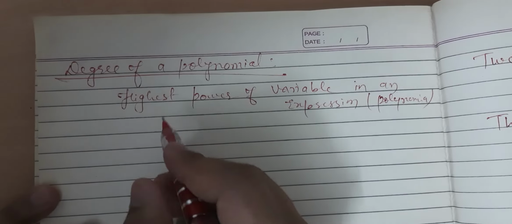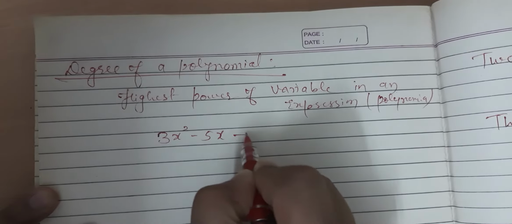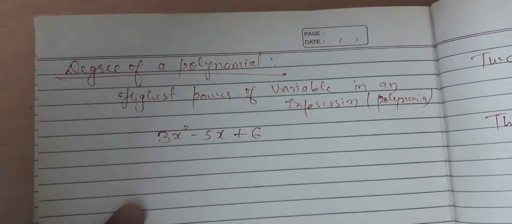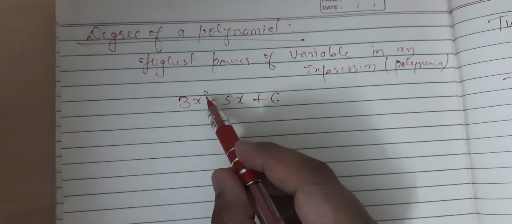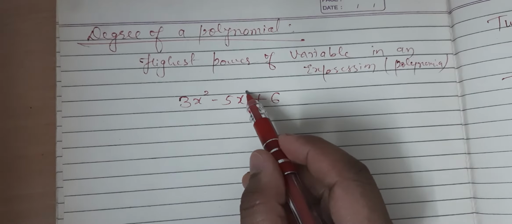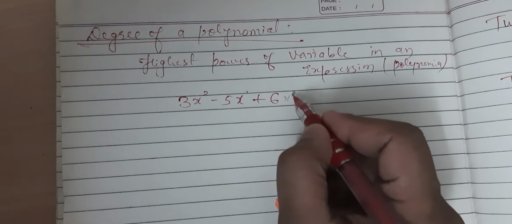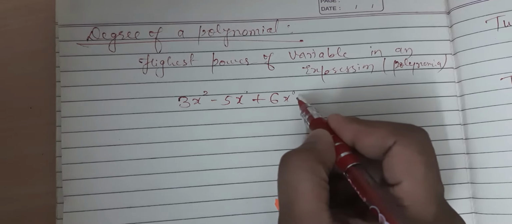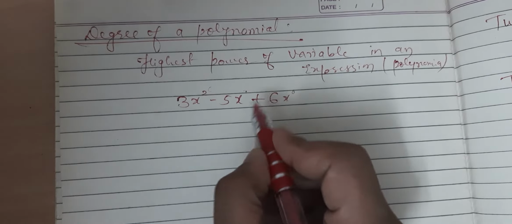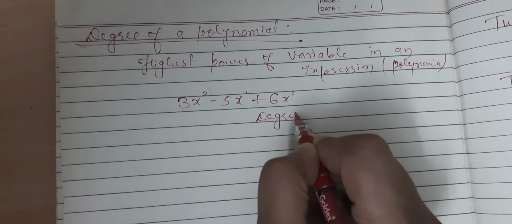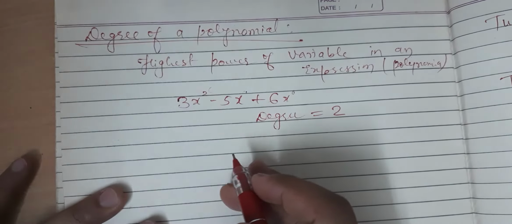For example, if I write 3x square minus 5x plus 6. Here who is variable? X is variable. Now see the power of x here, it is 2. Power of x here, it's 1. And here the power of x, we can say the power is 0. So here the highest power of variable x is 2. So the degree of this polynomial is 2. Highest power of the variable.